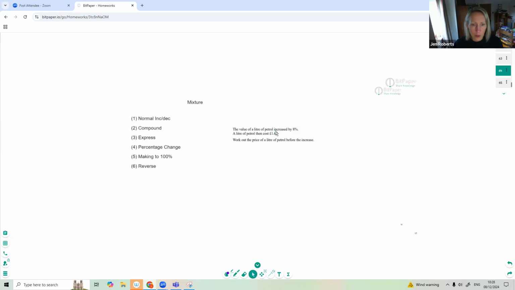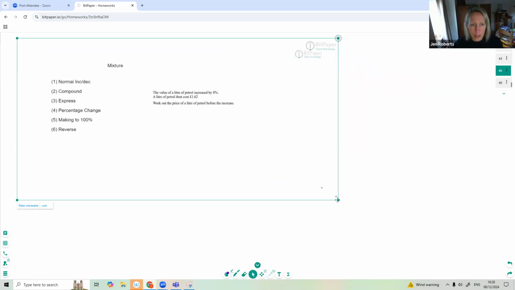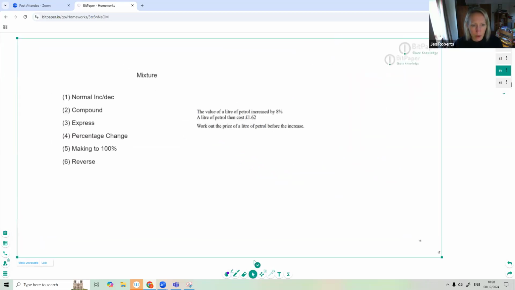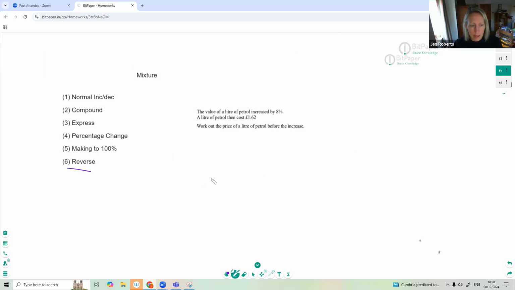The value of a litre of petrol increased by 8%. A litre of petrol then cost £1.62. Work out the price of a litre of petrol before the increase. This is a reverse percentage because we're going back. What was the price before?